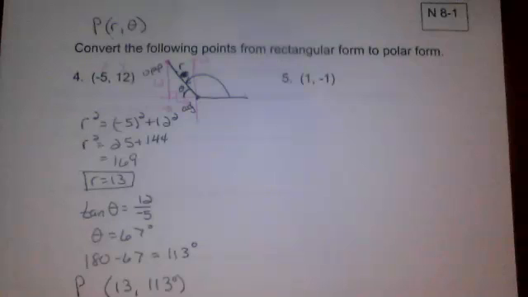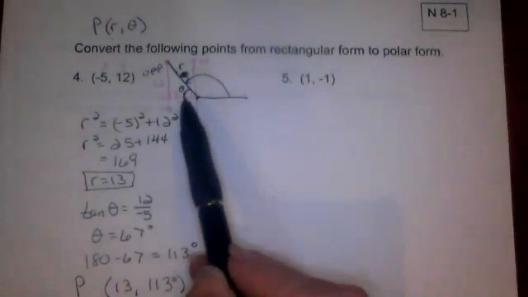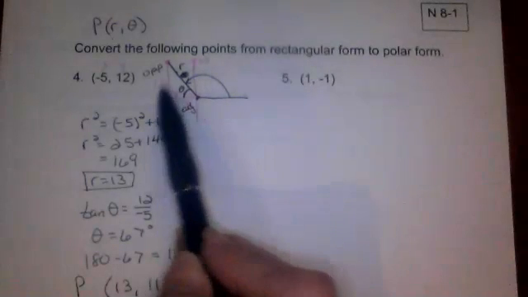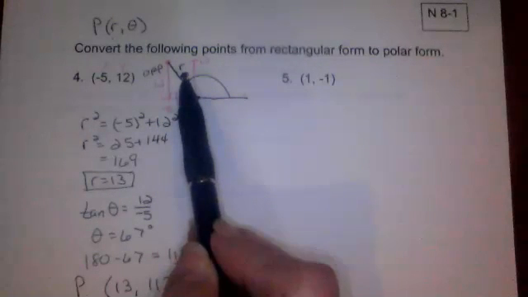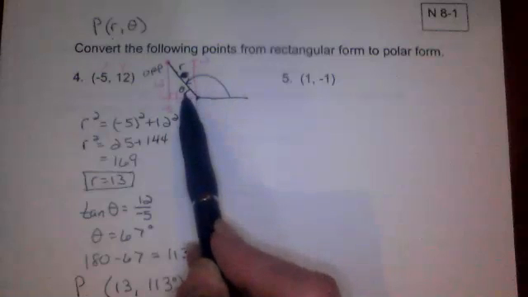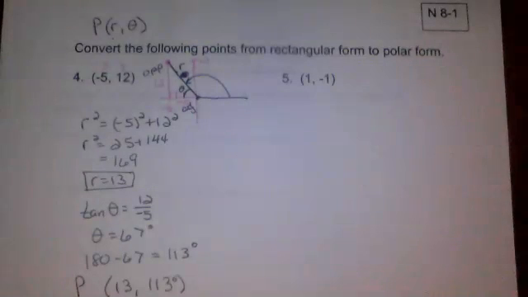All right. So really every single time it's going to be about the same. We're going to plot our rectangular point. We can find r using Pythagorean theorem. We can find this angle using right triangle trig and tangent. All right, so let's take a look at the next one.